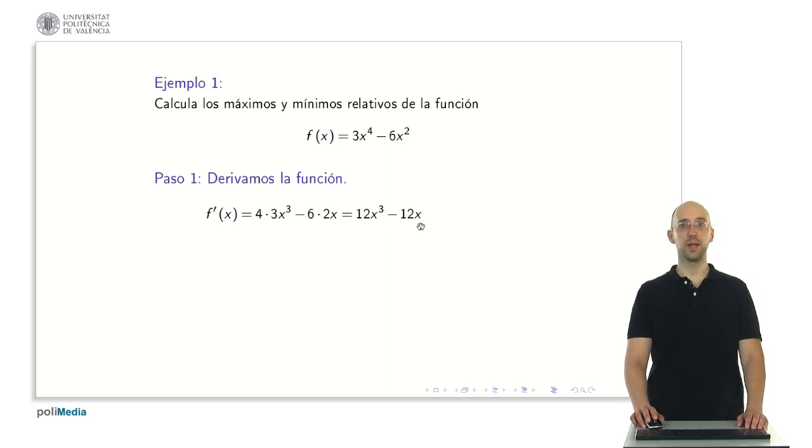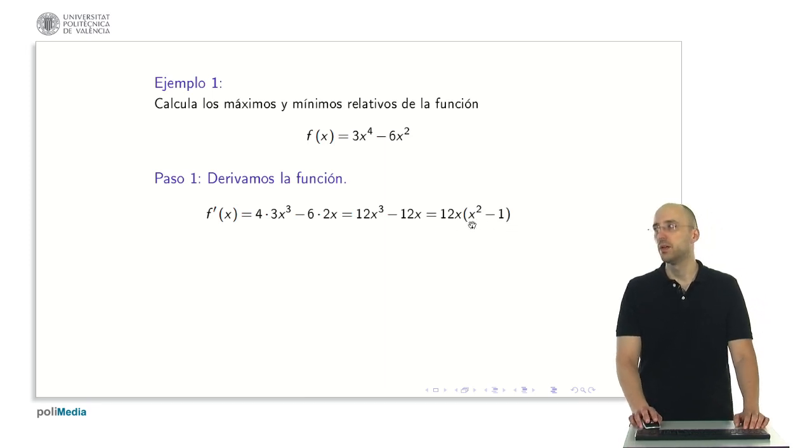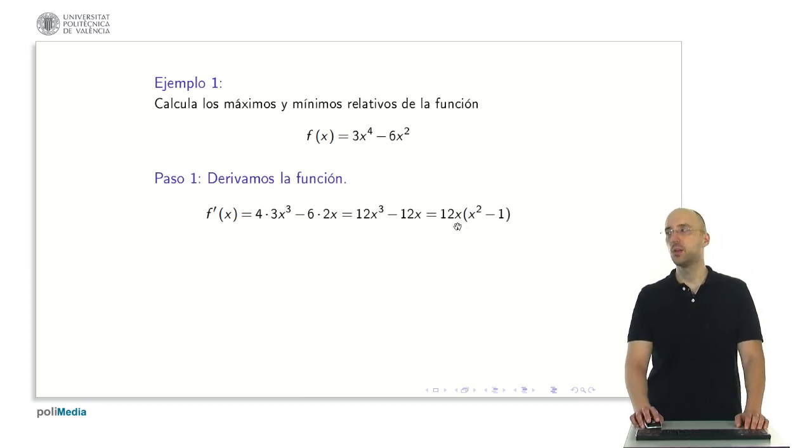Can we identify a common factor in this expression? Certainly. You can identify a shared factor in both terms. The common factor for the coefficients is 12 and x in both terms. So you'll have 12x multiplied by x squared minus 1. When you perform the multiplication, you'll obtain the same result. 12x multiplied by x squared equals 12x cubed, and 12x multiplied by minus 1 results in minus 12x. It's essential to verify for common factors.